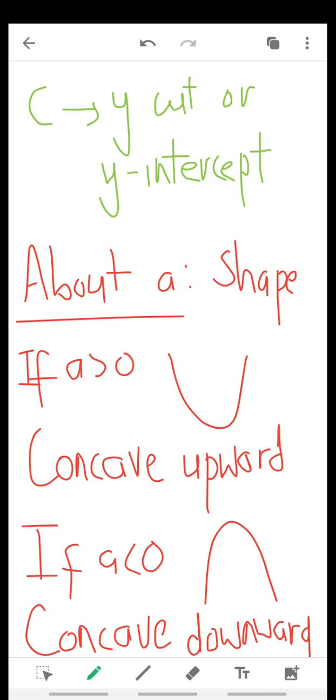Now, C stands for the y-cut, as in the straight line function or the linear function that we have done previously. And remember, C is also called the y-intercept of a function, where the function cuts the y-axis. Okay, now let us go into detail per variable.